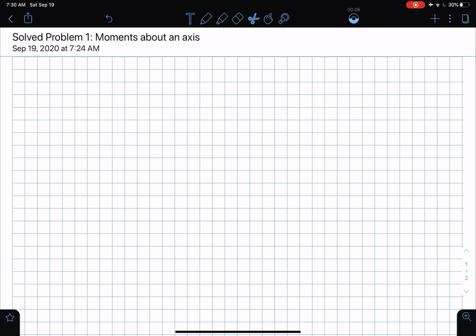I'm going to look at a problem on moments about an axis. Okay, so let's start off with a problem. Here's a problem. There will be some parts of this problem where I'll solve using the scalar approach and other parts using the vector approach. Okay, so first of all, I have the following figure.